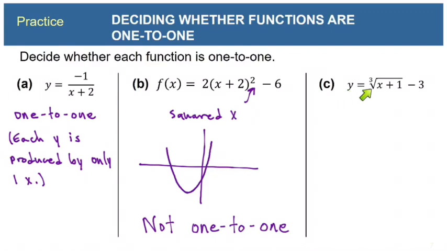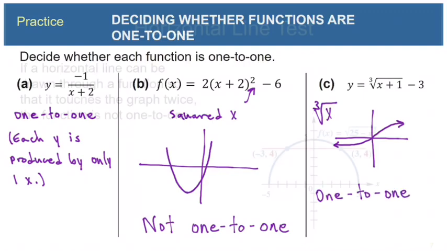And now when we look at part C, the cube root of x plus 1 minus 3, I just want to remember what the cube root function looked like. Do you remember this from section 2.6? We talked about the cube root function, and it kind of looks like a cubic function turned on its side, sort of. And so you can tell by looking at this graph that the cube root function is one-to-one because none of the y's ever get reused. Each y value is only part of the graph one time. So this is a one-to-one function.